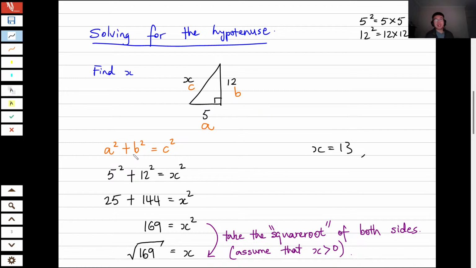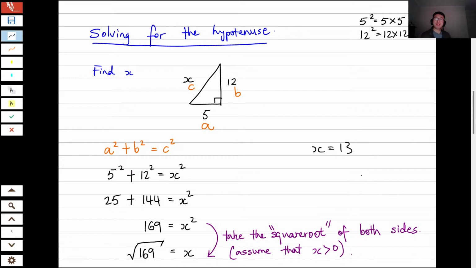Then replace a, b, and c with the numbers in the triangle, 5 and 12, and x for the letter. Square your numbers, and then take the square roots to go from x squared to x. And that's it.